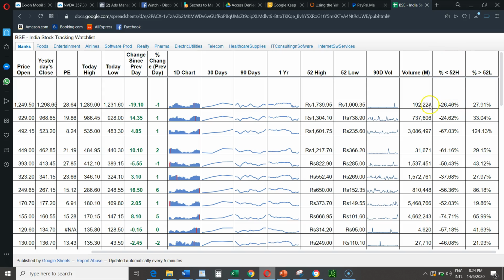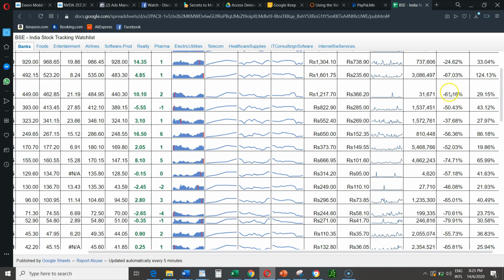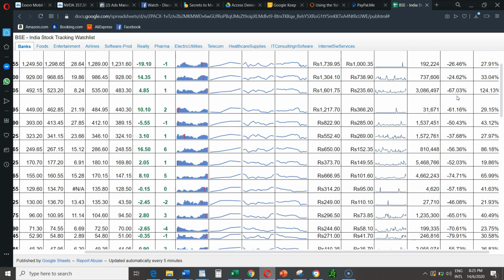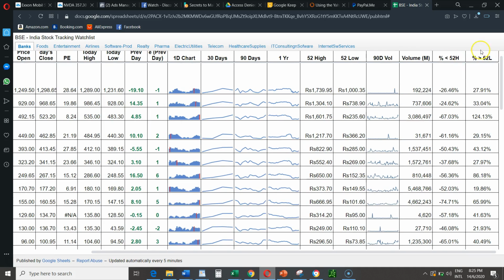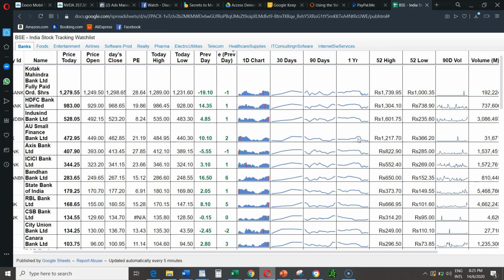So you come to this 52-week. So this is 26% lower than its 52-week. So here's what I do. I just scroll and I see, wow, this is nice. It's 61% lower than its 52-week high, and it is only 29% higher than the 52-week low. So that means the lowest the stock has gone, right now it is 29% higher than the lowest. The lowest of the stock was 366. So it's 30% higher than 366. So it has not really even come to 50%. So there is a chance it will come up further and we'll get a chance to earn.